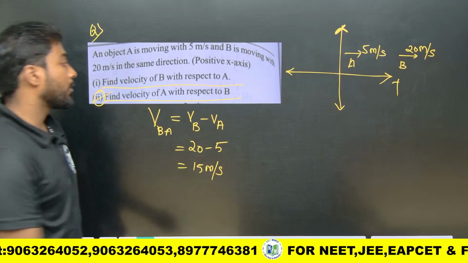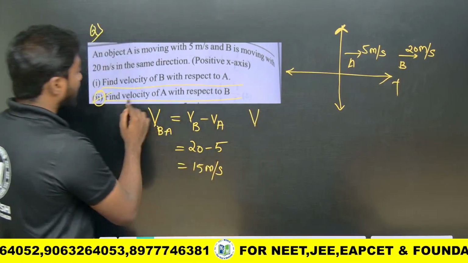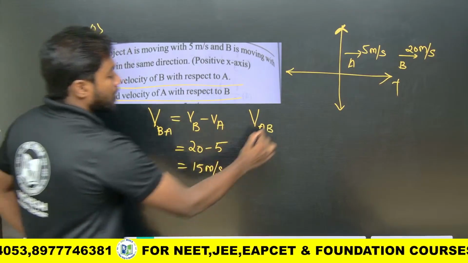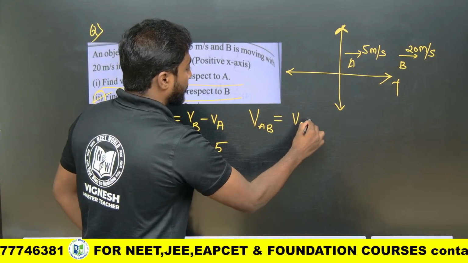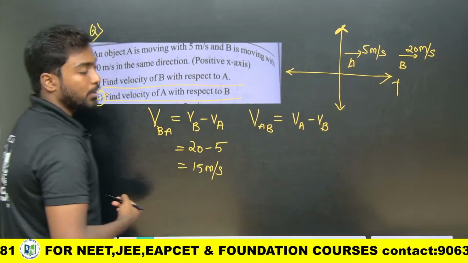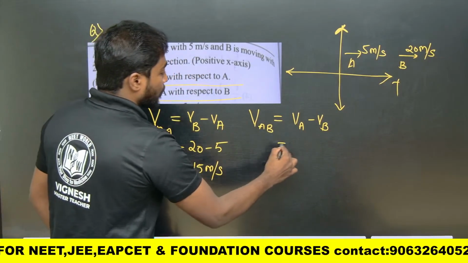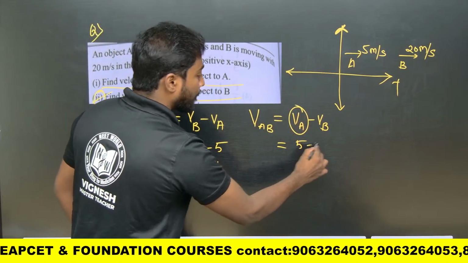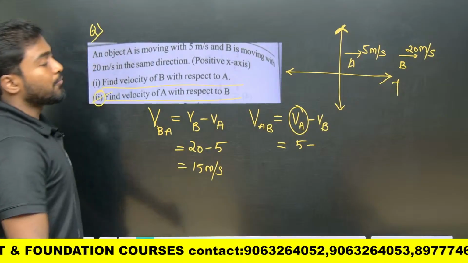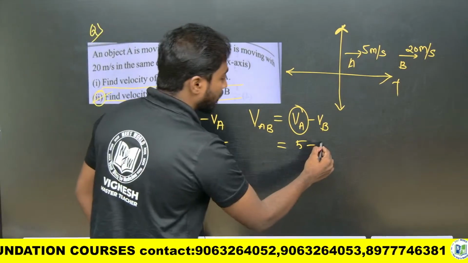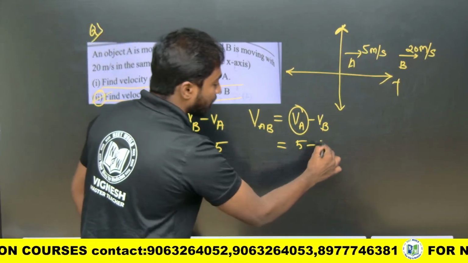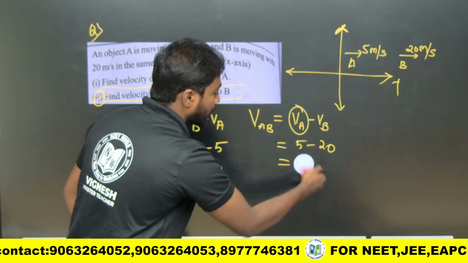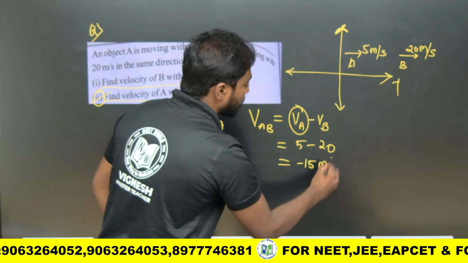Okay, we'll do it now. Velocity of A with respect to B, so what does it mean? VA minus VB. What is the sign for A? It is positive, so plus 5, minus, and what is the sign for B? It is positive, so plus 20. So plus into minus 20, minus 20. So 5 minus 20 is minus 15 meter per second.